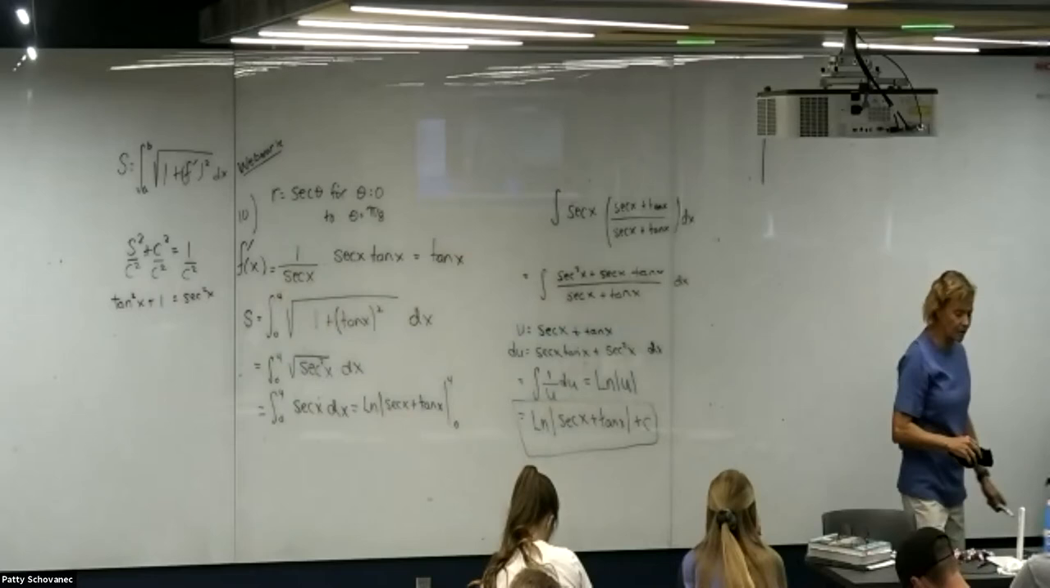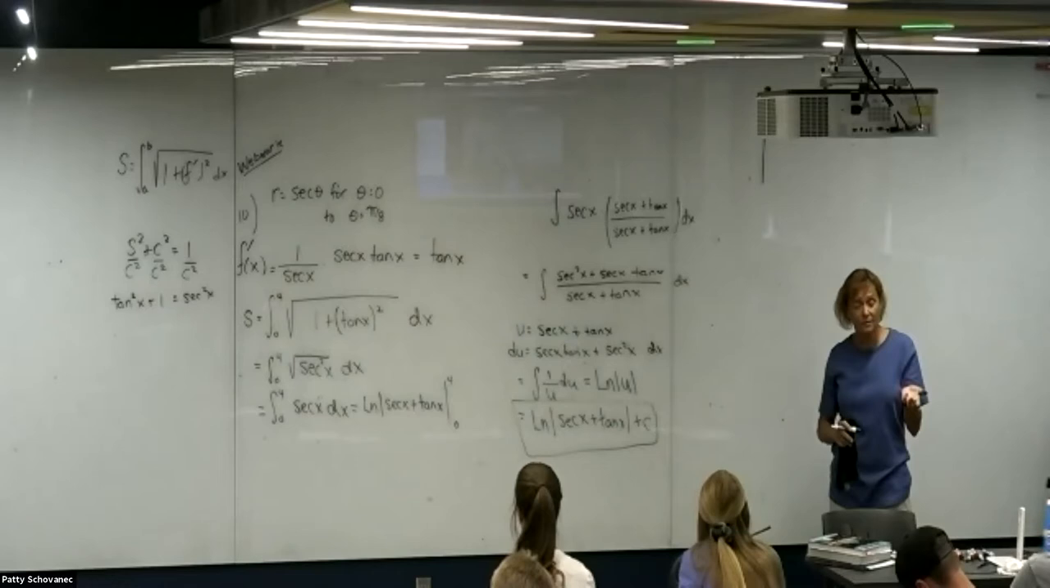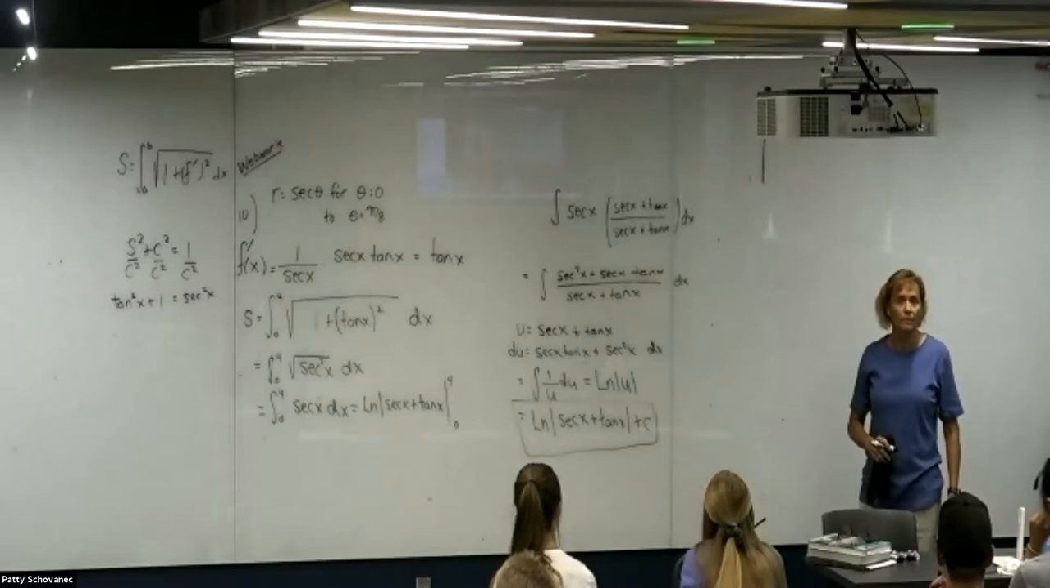It's the same thing. r is equal to the secant of theta for theta equal to 0 to theta equal to pi over 8 has as its graph a line segment. Why do we know that? Let's look at our conversion factors. Let's convert this to rectangular coordinates.